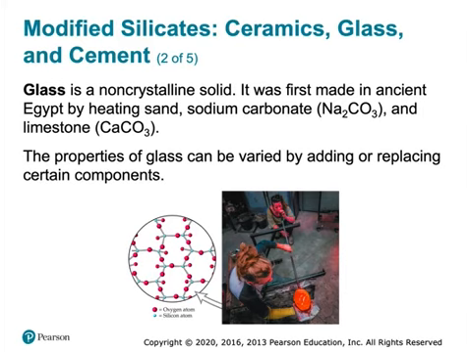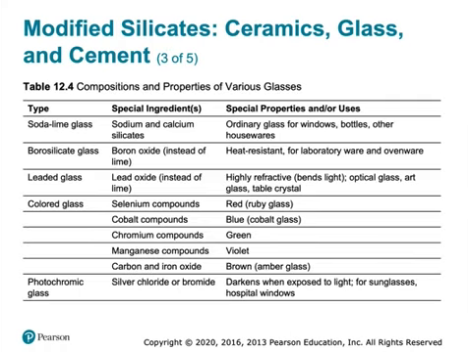Took washing soda, sodium carbonate, and limestone and sand, heated it up, and it formed glass. We still use glass that way, but we have new types of glass. The soda lime glass, that's the stuff the ancient Egyptians started using. Borosilicate glass, also known as Pyrex, that's what we use in the laboratory. So it's much more heat resistant.